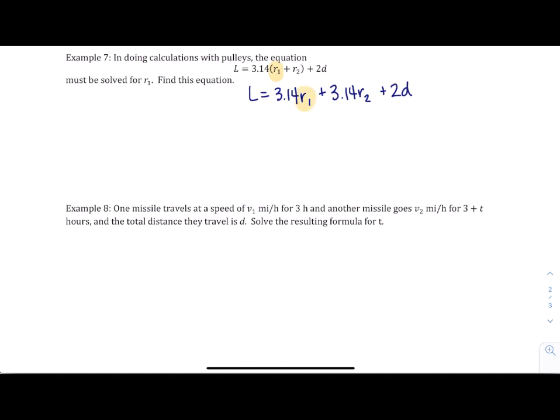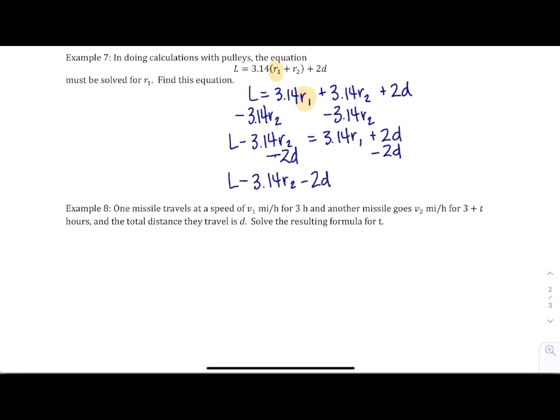Keeping up with where our R1 is, let's subtract the 3.14 R2 from both sides. That gives us L minus 3.14 R2 equals 3.14 R1 plus 2D. I need to also subtract the 2D, so I have L minus 3.14 R2 minus 2D equals 3.14 R1. The last thing we need to do is to divide everything by 3.14, and so our final answer, R1 equals L minus 3.14 R2 minus 2D over 3.14.